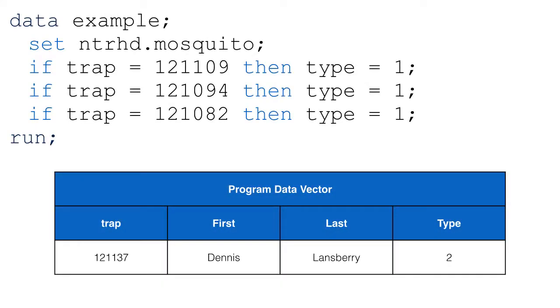In this example, let's say that you discovered that 3 mosquito traps were misclassified as light traps when they were actually chemical attractant traps. You write a SAS program to change trap type from 2 to 1 for these 3 traps. When you run this program, the if-then statement will execute once for each observation in the dataset.